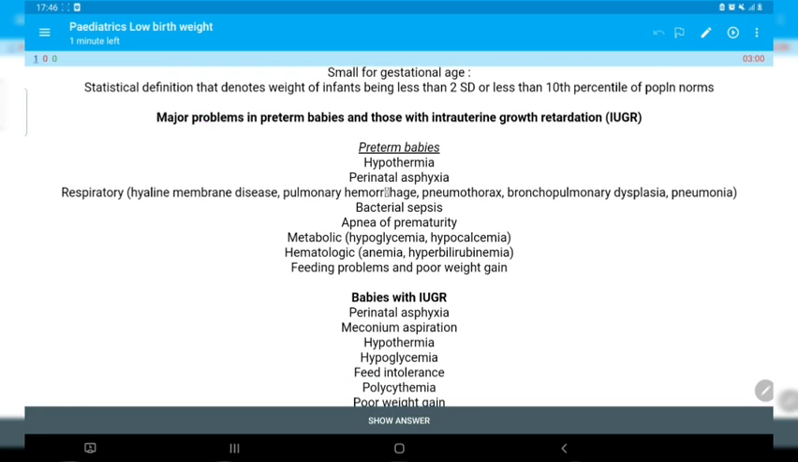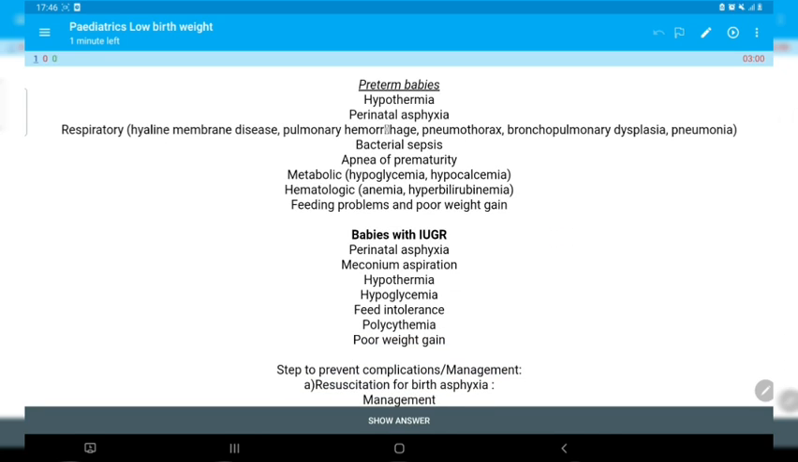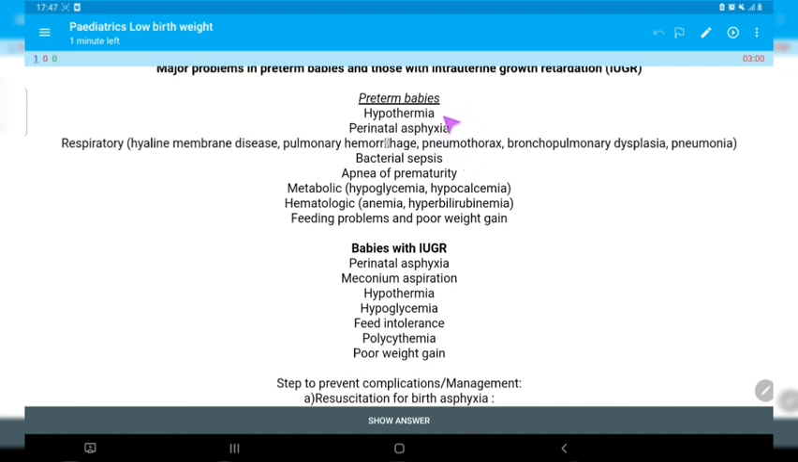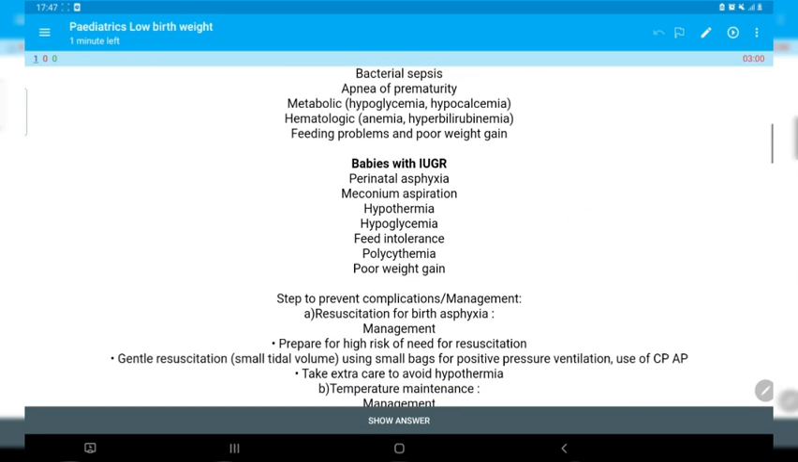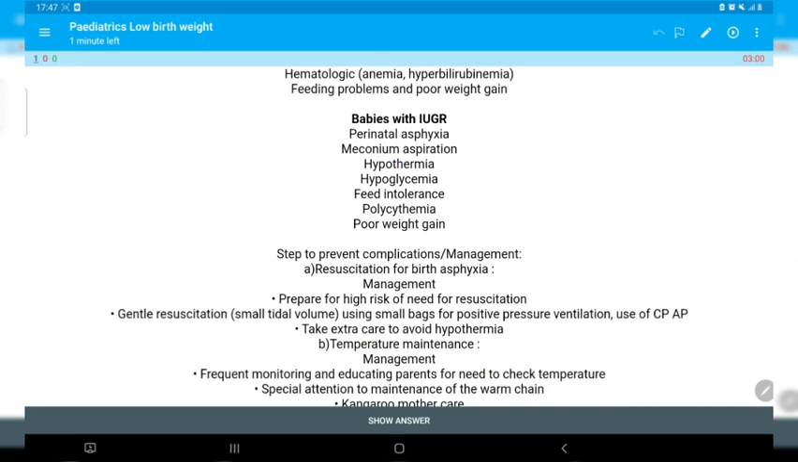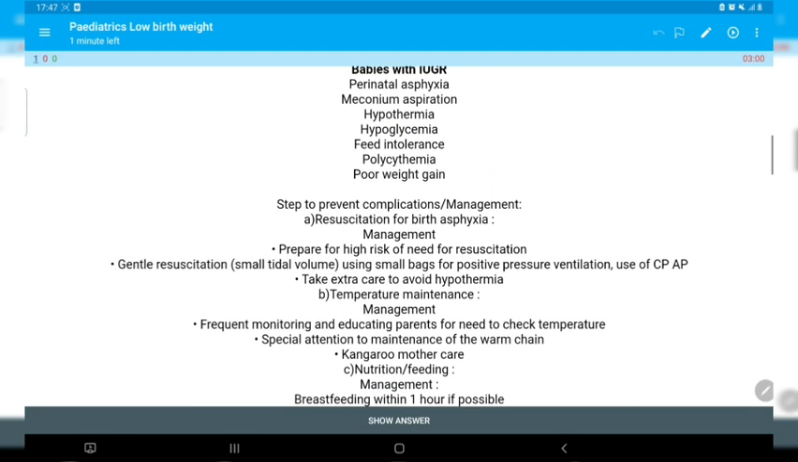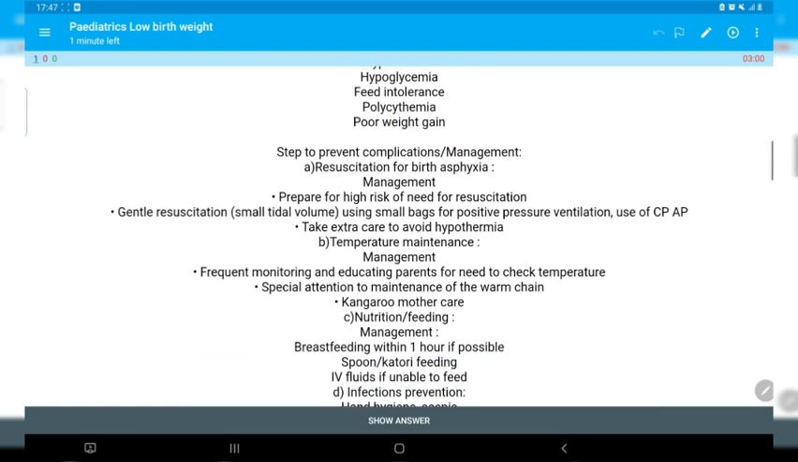Major problems in preterm babies and those with intrauterine growth retardation (IUGR). In preterm babies the major problems are hypothermia, perinatal asphyxia, and respiratory problems: hyaline membrane disease, pulmonary hemorrhage, pneumothorax, bronchopulmonary dysplasia, pneumonia, bacterial sepsis. Also feeding problems of prematurity, metabolic problems like hypoglycemia and hypocalcemia. Hematological: anemia, hyperbilirubinemia, feeding problems and poor weight gain. Babies with IUGR have perinatal asphyxia, meconium aspiration, hypothermia, hypoglycemia, feeding intolerance, polycythemia, poor weight gain.